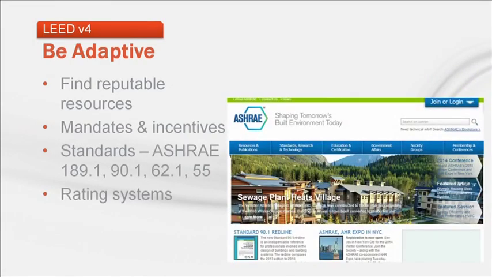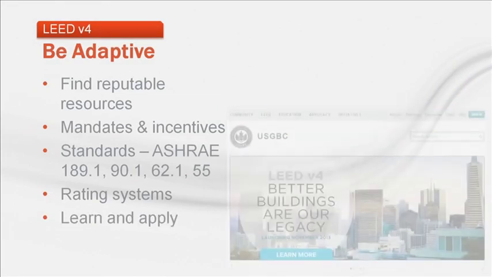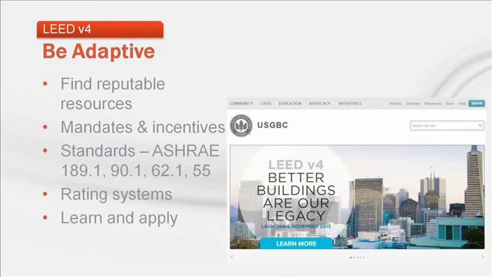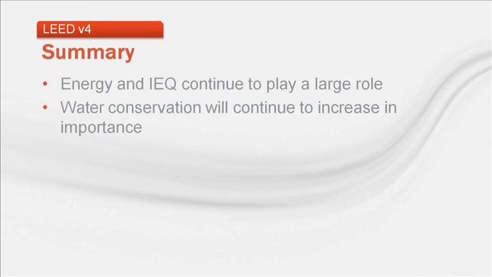Learn ASHRAE standards such as 189, 90.1, 62.1, and 55 to help you accurately apply them in your projects. This is especially true for LEED projects. As you heard, many of the credit requirements refer to these standards directly. We learned today that energy and IEQ continue to play a large role in LEED, and we learned that water conservation will continue to increase in importance. Whether your project is LEED local or global, all the information we provided today will be applicable.